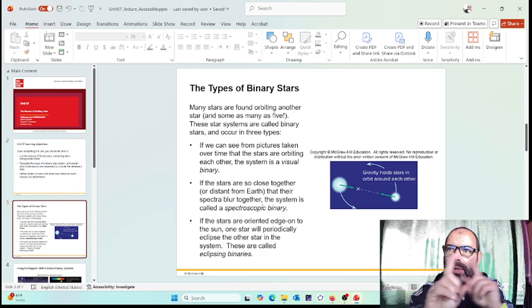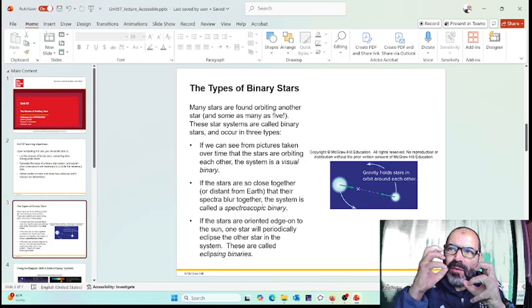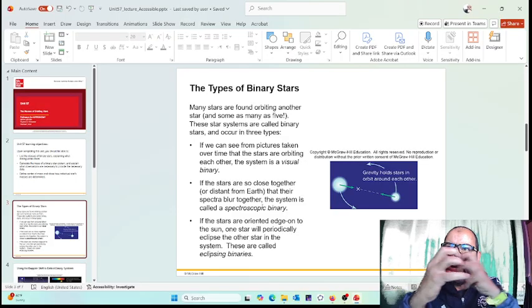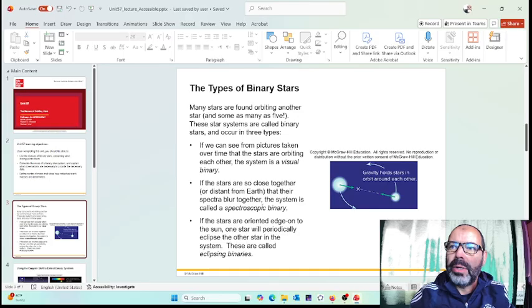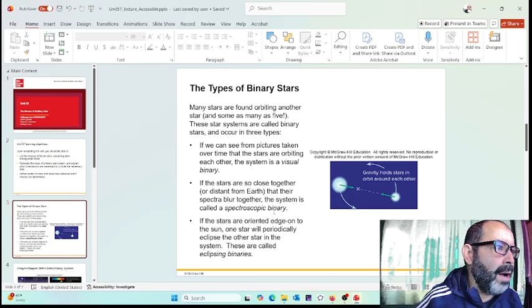There is another kind of binary star system where the spectrum of one and the spectrum of the other interact with one another, okay? They blur one another. So this is actually a spectroscopic binary.